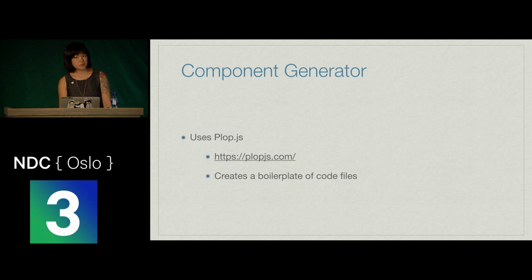Number one, we started with what we called a component generator. We're using this thing called plop.js, which creates a boilerplate of code files. Essentially what you could do was input your component name, and it would generate a bunch of things like your JS files, your CSS files, your HTML files, and then a bunch of unit tests and then documentation around that. That was great because we had consistency across all of the components that were being created.